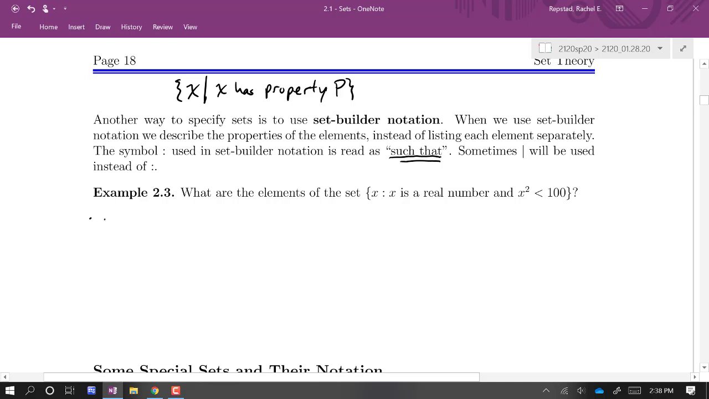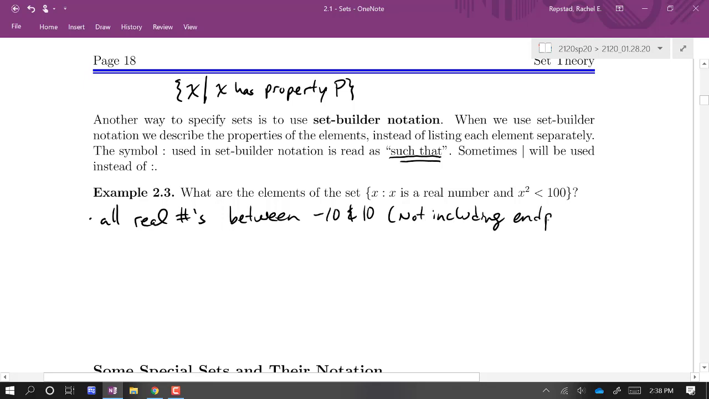So these are all the real numbers between -10 and 10, not including endpoints. So not including -10 or 10. So up to 9.9999, however far out we want to go.